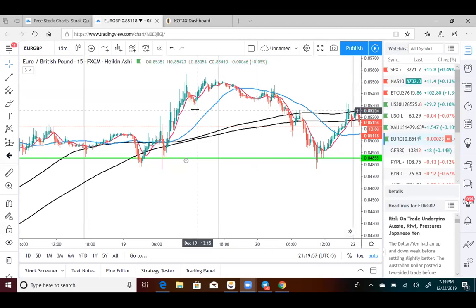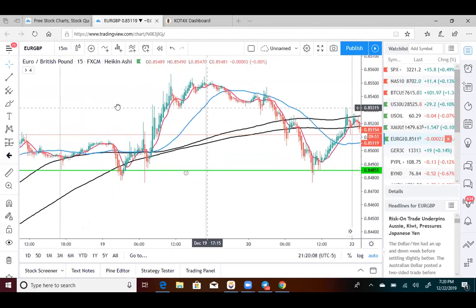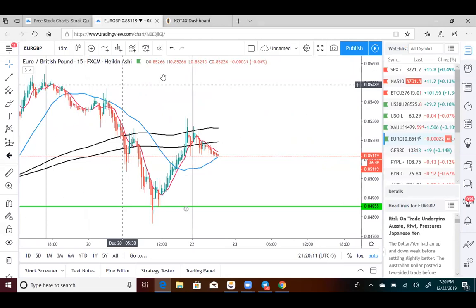So, like I said, we're using the 8 and the 40 for our entries, and we're using the 200 EMA for the trend.